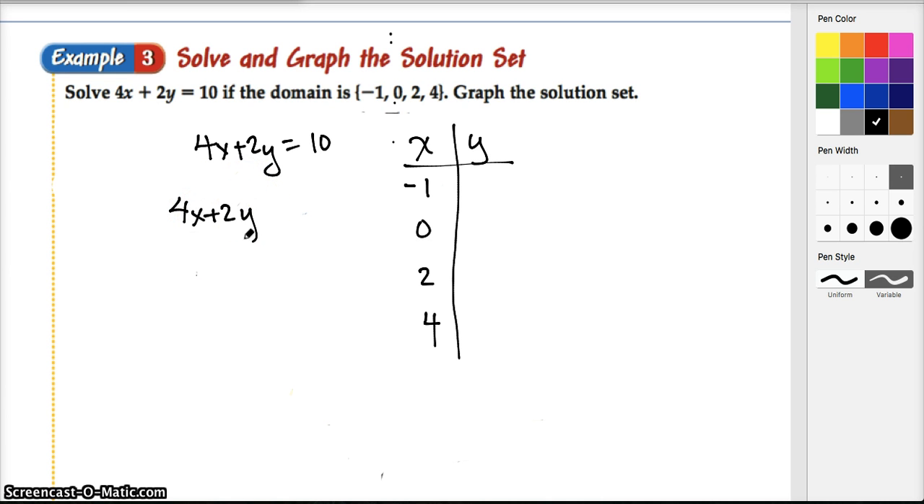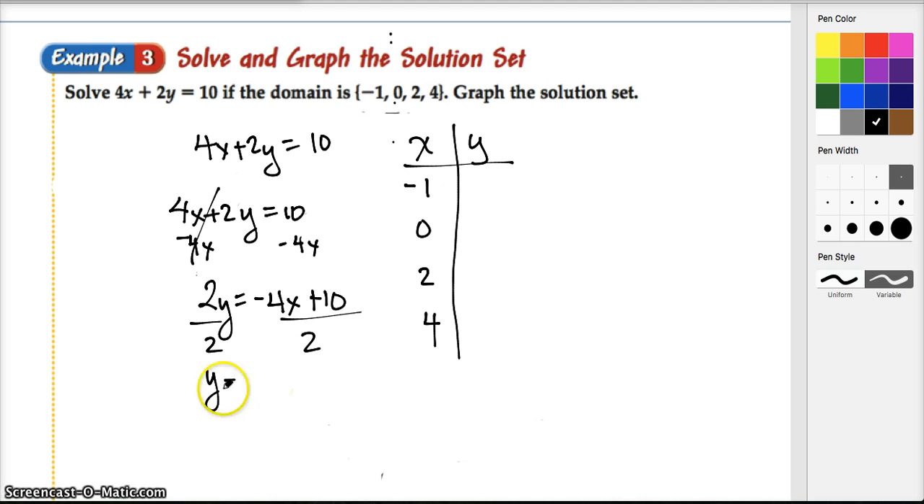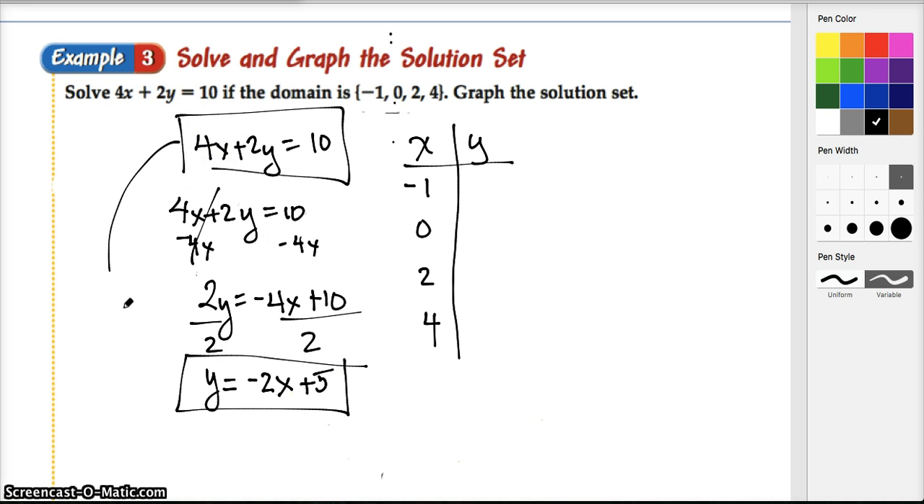So if I have 4x plus 2y is equal to 10, I'm going to move the 4x over to the other side if I'm trying to get y by itself. When I do that, I get 2y is equal to -4x plus 10. And now I'm going to divide everything by 2, and I get that y is equal to -2x plus 5, because 2 divided into -4 is -2, and 2 divided into 10 is +5. This equation is equivalent to this equation. They are the same. And so now when I plug in my x values, my equation set up like this will automatically spit out my y values.